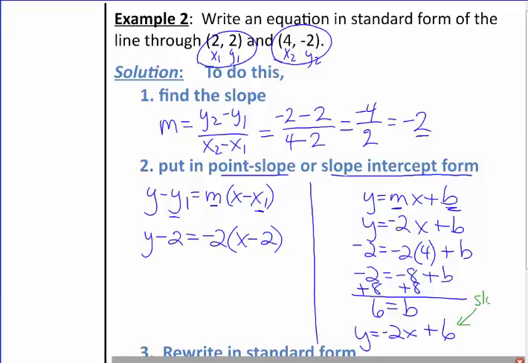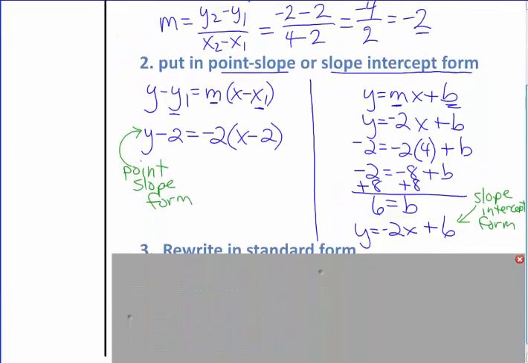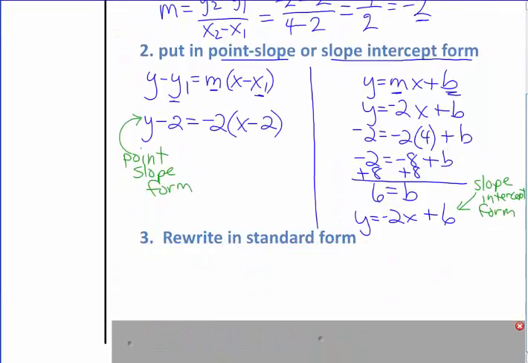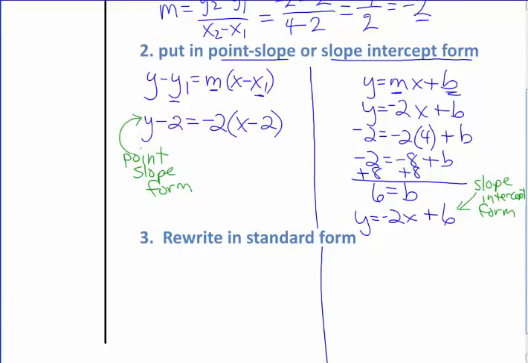So I have slope-intercept form. And over here, we have point slope form. Now, our third step is to rewrite in standard form. So I'm going to do my point slope first.